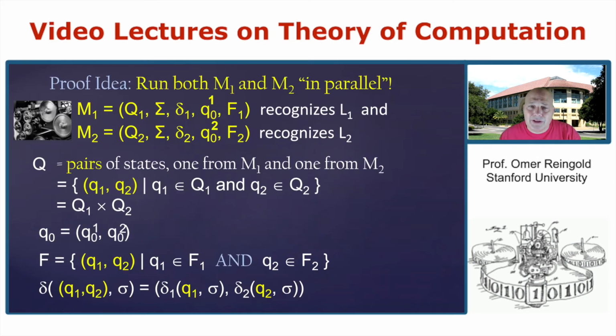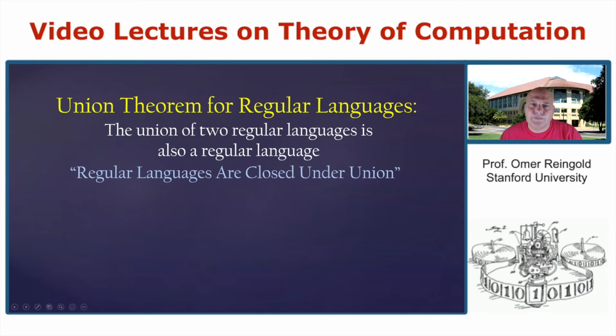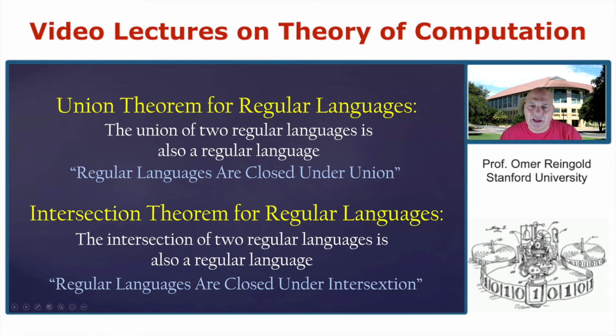So this is going to be the only accept state. In the more formal description, the only difference is in the accept states. Instead of asking for Q1 to be in F1 or Q2 to be in F2, here we'll ask for Q1 to be in F1 and Q2 in F2. We've proved this almost simultaneously. We recycled the proof of the union theorem to be a proof of an intersection theorem. So it's closed under union and it's closed under intersection.